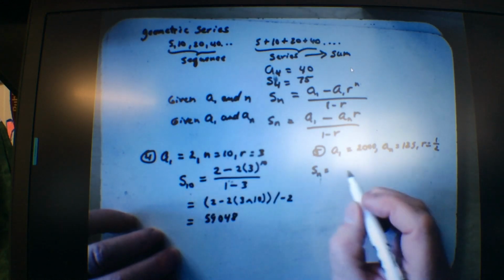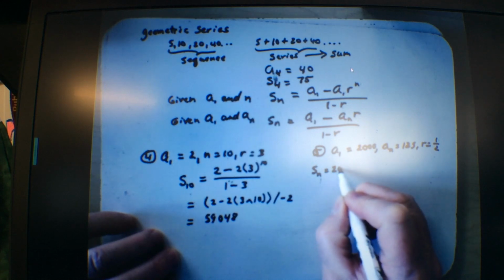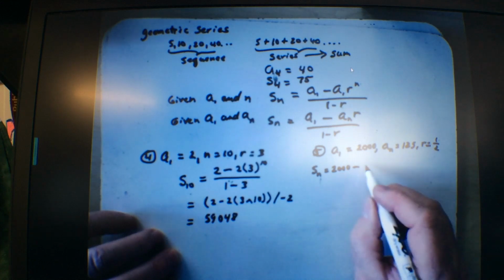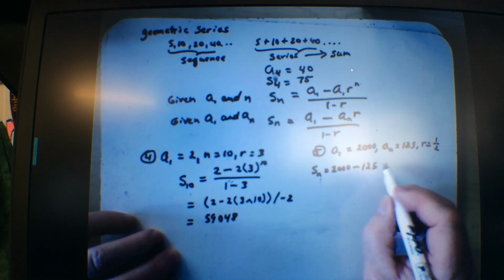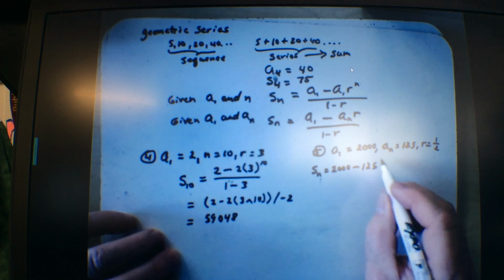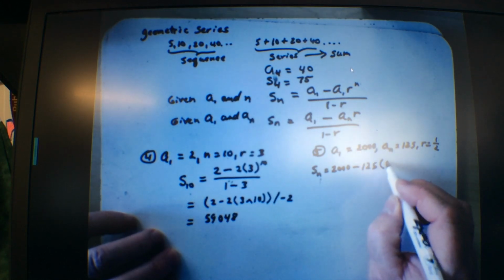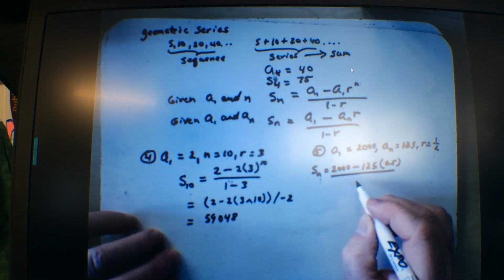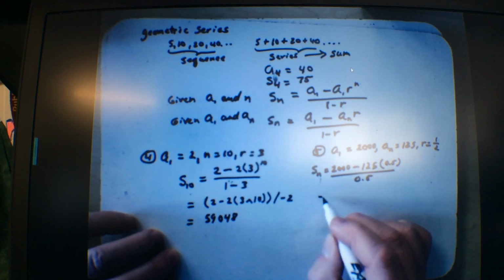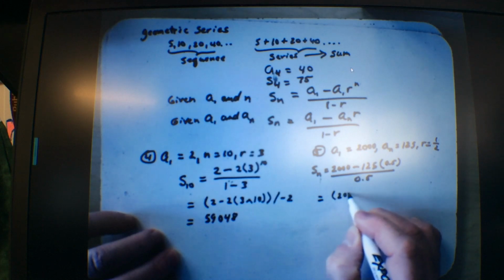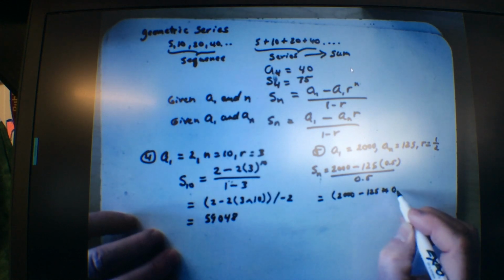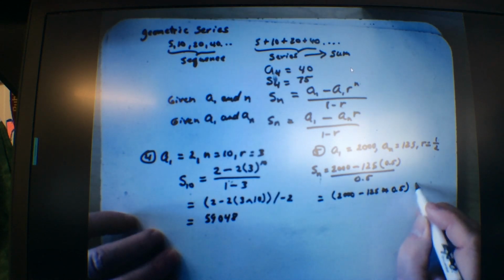This one I knew was 10. So then I have a sub 1, which is 2,000, minus a sub n, which is 125, correct? And r is times r, which is 0.5, correct? All over, 1 minus 0.5, which would be 0.5, correct? So to plug that in, I got parentheses 2,000 minus, I can just plug this straight in, right? You got to put the top in parentheses.